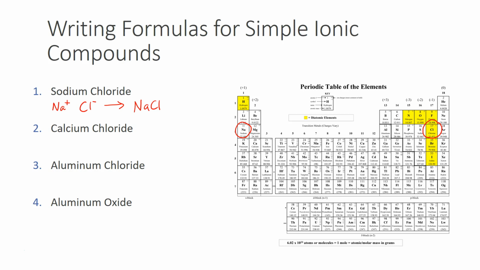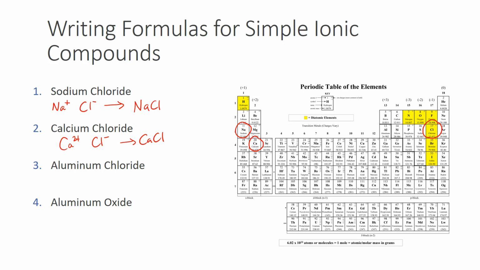For the second one, calcium chloride, we look up calcium. It's in group 2, so it has a +2 charge. Chloride we know is Cl with a -1 charge, and we tend not to write the 1. You can, it's totally fine, but chemists tend not to do that. So if I were to just put these together and write CaCl, I would be wrong, because 1 negative doesn't cancel out 2 positives.